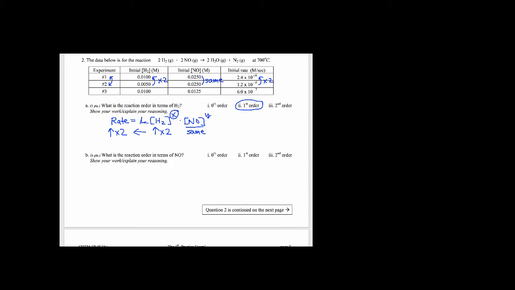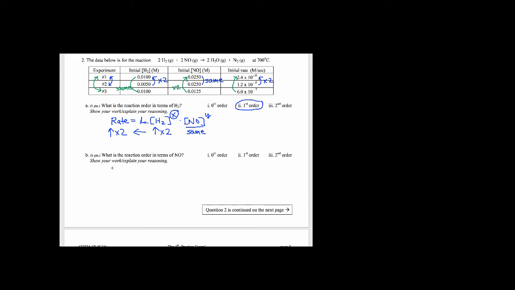Now for the second determination, reaction order in terms of NO, probably best if we compare experiments 1 and 3, trials 1 and 3. And we note that between trials 1 and 3, the H2 concentration is the same, but the NO concentration is twice as big in experiment 1 as it is in experiment 3, and that has the effect of making the initial rate go from 6.0 times 10 to the minus 7th to 2.4 times 10 to the minus 6th molar per second for the first reaction.